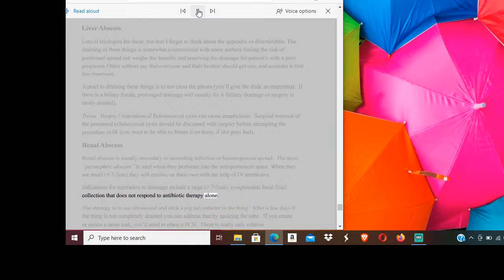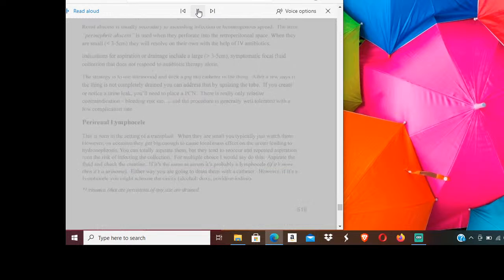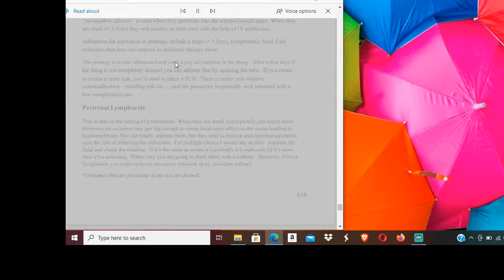to antibiotic therapy alone. The strategy is to use ultrasound and stick a pigtail catheter in the thing. After a few days, if the thing is not completely drained, you can address that by upsizing the tube. If you create or notice a urine leak, you'll need to place a PCN. There is really only relative contraindication, bleeding risk, etc., and the procedure is generally well tolerated with a low complication rate.